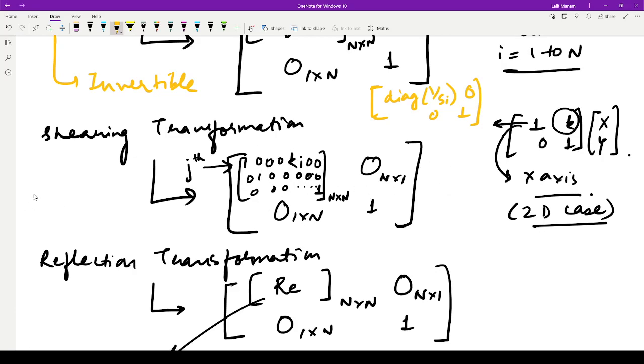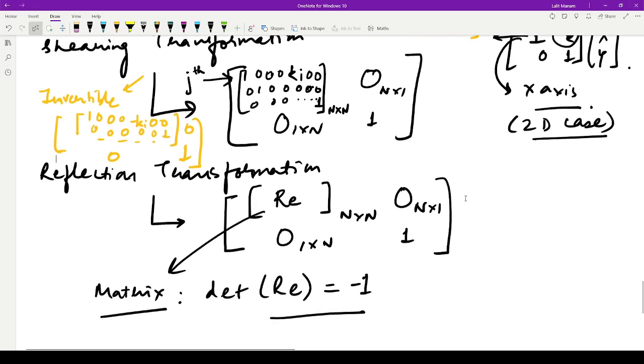So if this is the case, then the inverse will be 1, 0, 0, 0, and that's minus Ki. Instead of Ki, it will be minus Ki, and all other things will be the same. This will be 0, 0, 1.